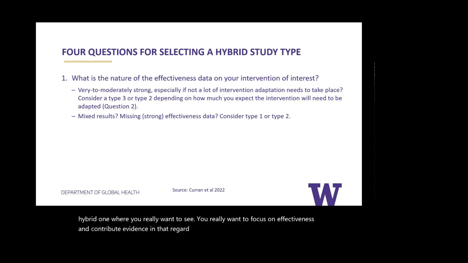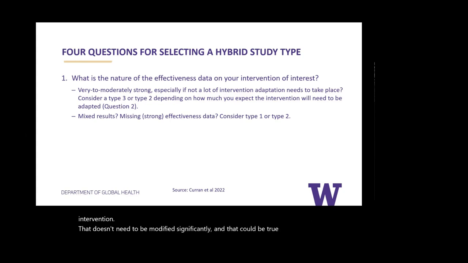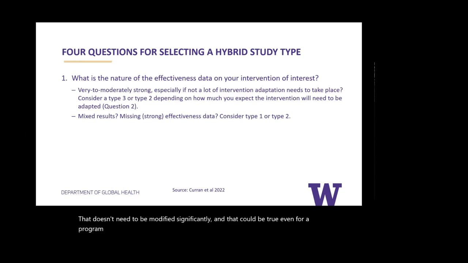On the other end of the continuum, if the evidence base is pretty strong, moderately strong, and you don't anticipate adapting it a whole lot, you have a pretty good intervention that doesn't need to be modified significantly. And that could be true even for a program like a collaborative care model that's been road tested and so forth, and you have a sense that this doesn't really require a whole lot of adaptation, then you can think about maybe hybrid three is where you want to be.